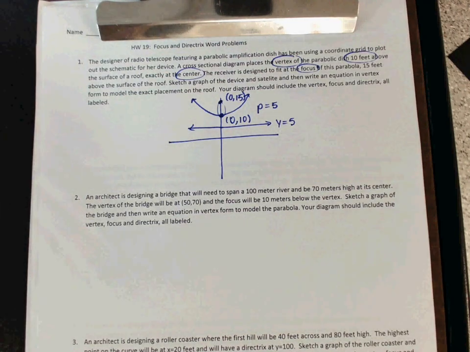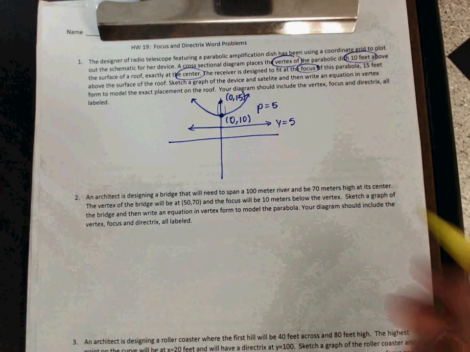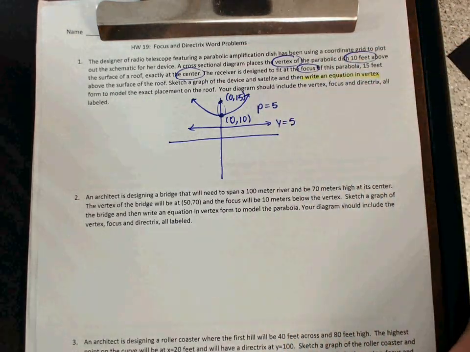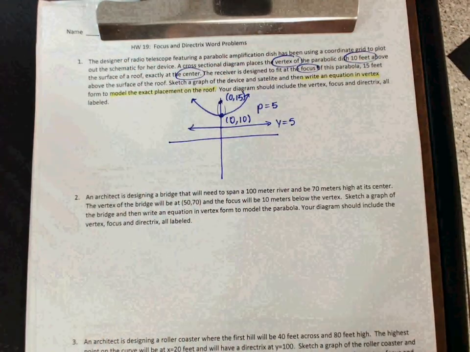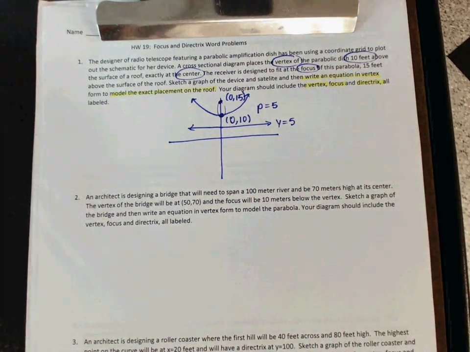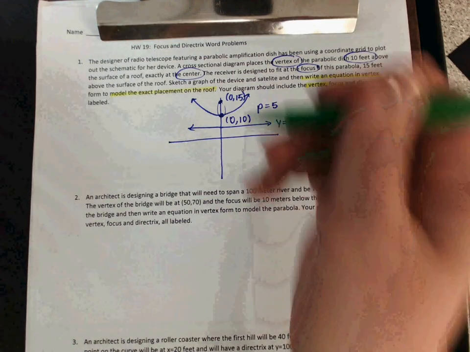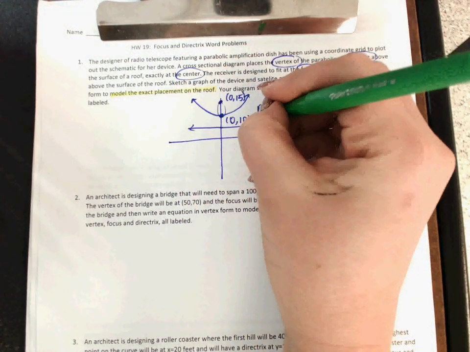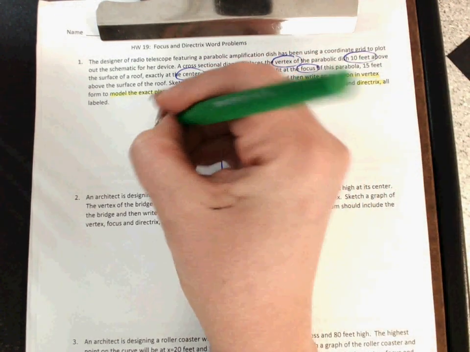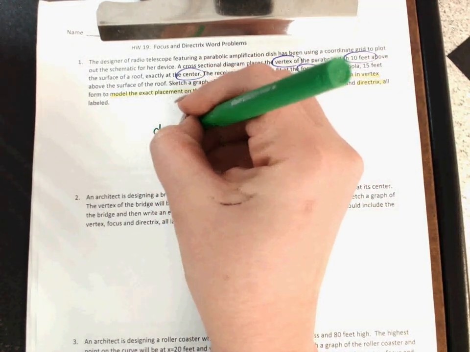So what you're asked to do is to sketch a graph of the device and then put an equation in vertex form to model the placement on the roof. Your diagram should include the vertex, the focus, and the directrix. So I can see that my vertex is this one. My focus is this one. And my directrix is this one.